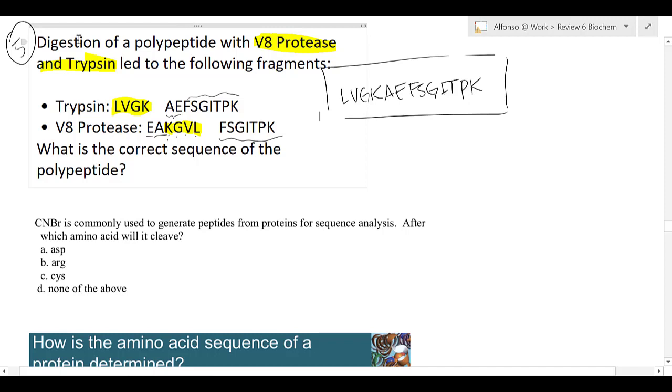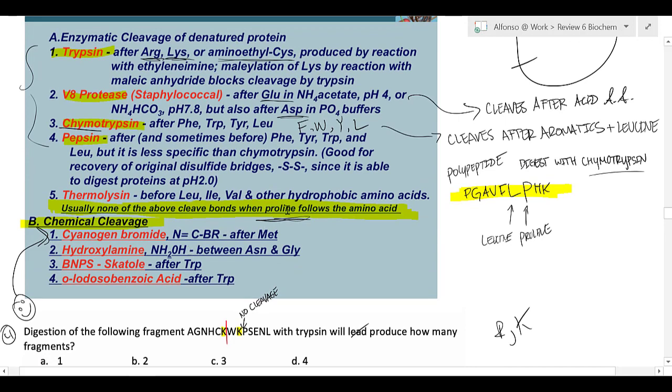And number 6, CNBr, cyanogen bromide. Cyanogen bromide is commonly used to generate peptides from proteins for sequence analysis. After which amino acid will it cleave? Methionine. Good job. We didn't even go over that. Jeez, you guys are on top of it. I messed up. I should have told you. But it cleaves after methionine. So cyanogen bromide only cleaves after methionine, and you're going to want to know it for all of these as well.